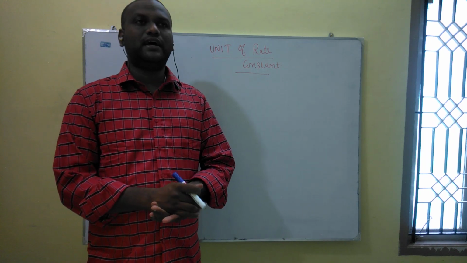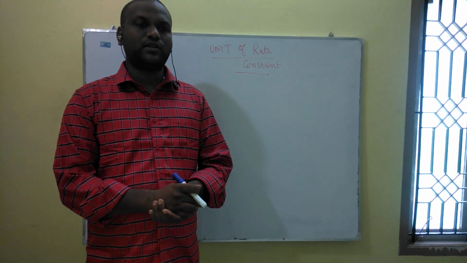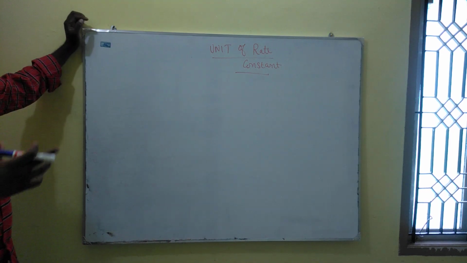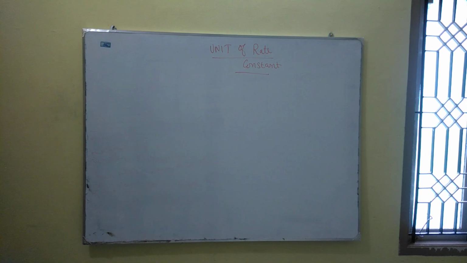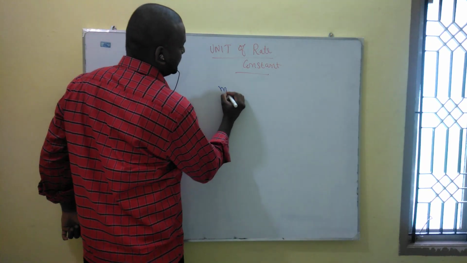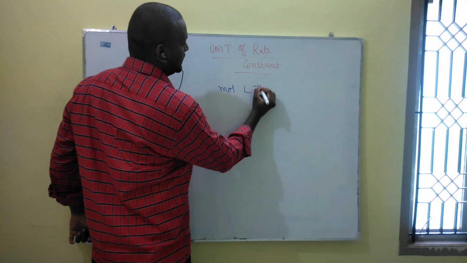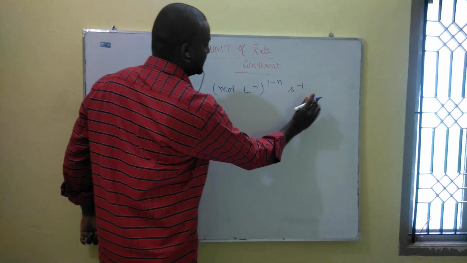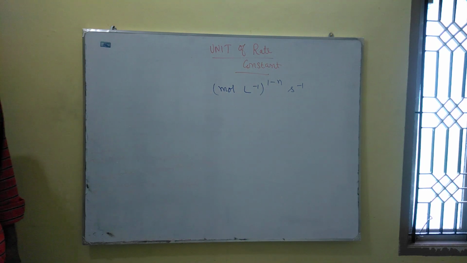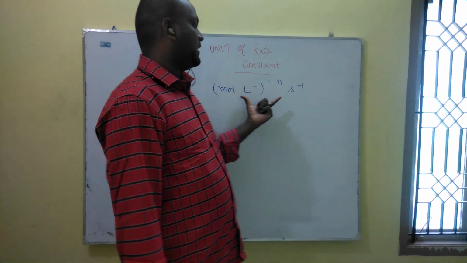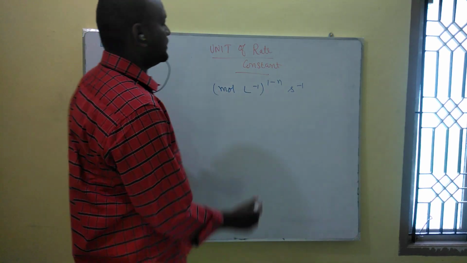Suppose we have the general relationship for the unit of rate constant. To mention the unit of rate constant, we can follow this general relation: mole per liter power n minus 1, mole per liter power 1 minus n per second. Here the per second is common for everything. So this general relationship will give you the unit of rate constant.